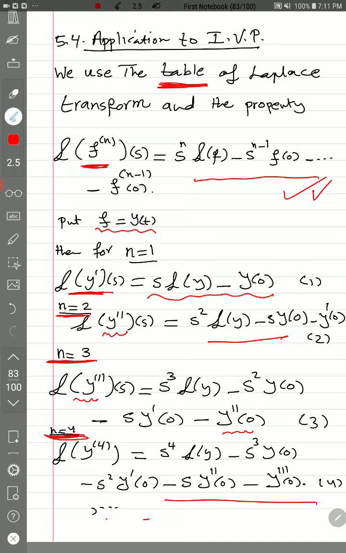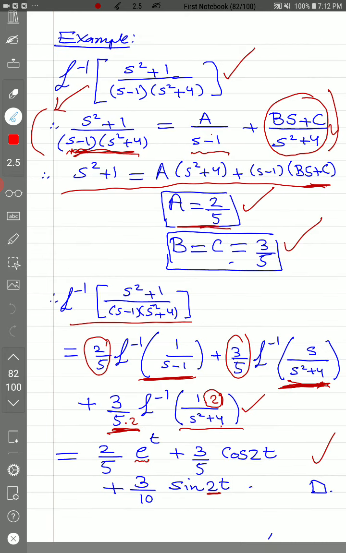This property is very important because when we apply L to both sides of the equation, we get L of y prime, or maybe L of y double prime, depending on what we have on the left side of the differential equation. Now we shall solve an exercise for the initial value problem.